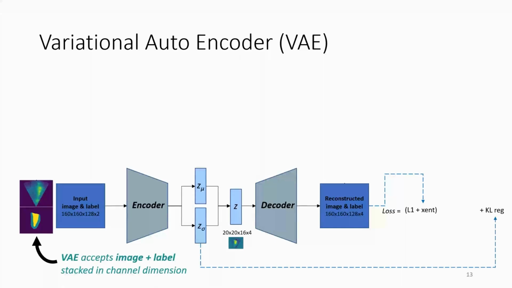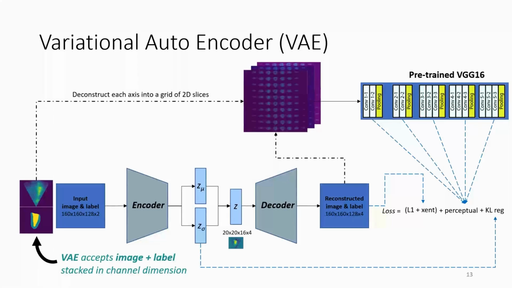The problem with VAE is that it's notoriously known to produce blurry images, so we have to add an extra term to optimize the quality of the image. Here we opt for perceptual loss, where you actually have to deconstruct the volume into a grid of 2D slices. We do this for each axis. We build this 2D grid for each of the slices, and we push it to a 2D LPIPS, which is a standard network to recognize perception, and this is based on a pre-trained VGG.